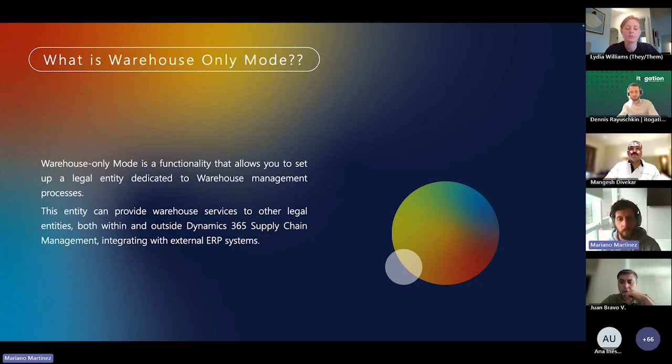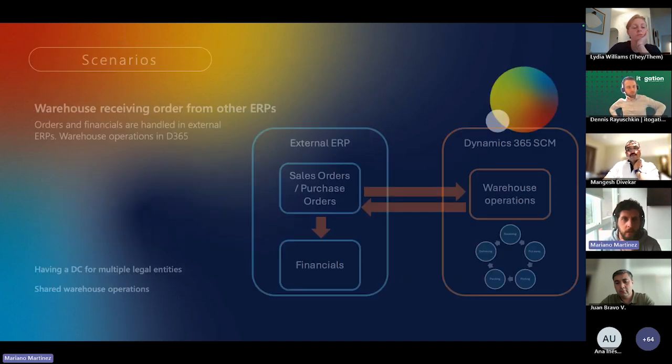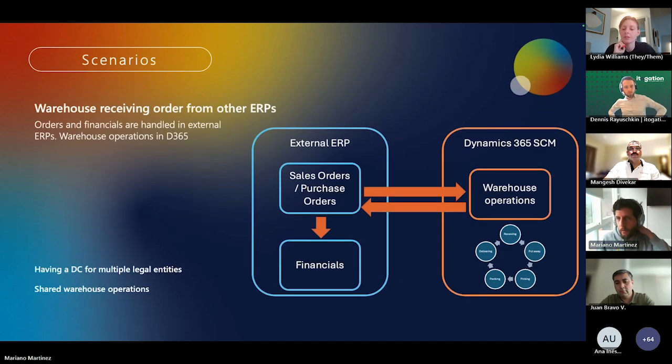Or, for example, if you want to implement Business Central, and integrate your warehousing into F&O, and then go back to Business Central to do the financials. Okay. So these are the most common scenarios that we could have in warehouse only mode.